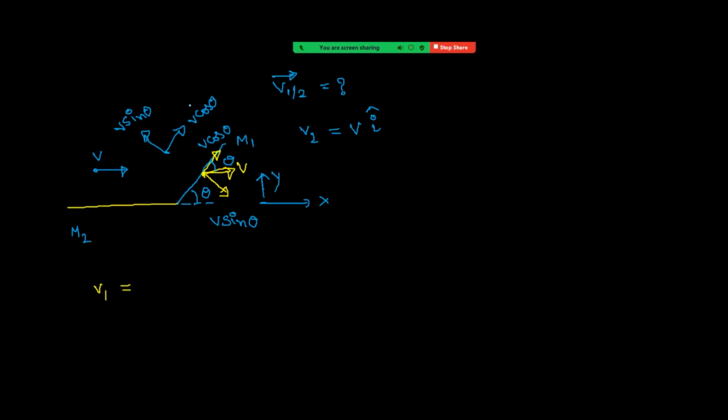These are the velocity components for the image. I am repeating v cos theta and v sin theta. These are the velocity components for the image. Okay. Now I want to write these two in terms of i cap and j cap. Okay. Let us see carefully.